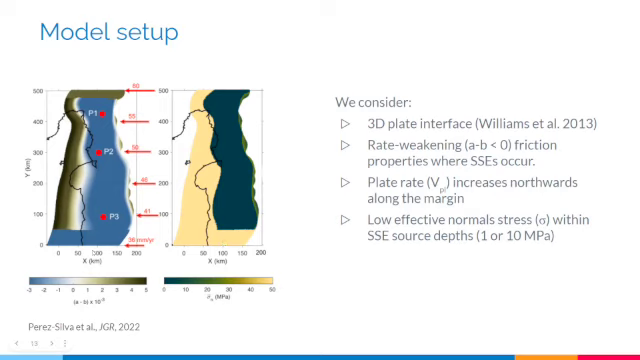There are also some bands on both the upper and lower ends of the model geometry. These are just parametrizations to model the coupling conditions at those parts of the margin. We also consider that the plate rate increases northward along the margin, as shown here by the red arrows.